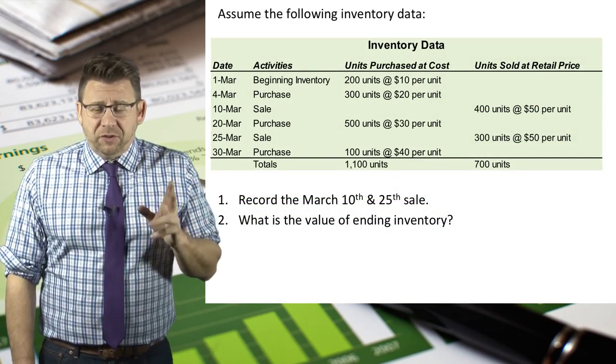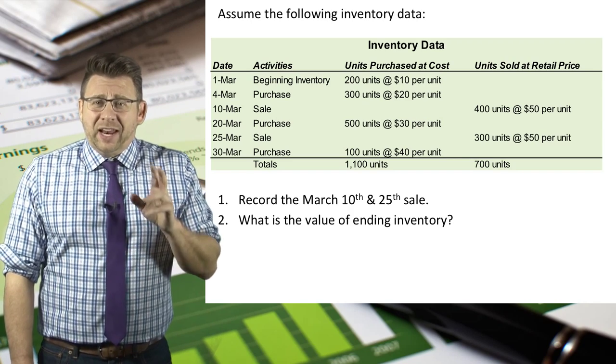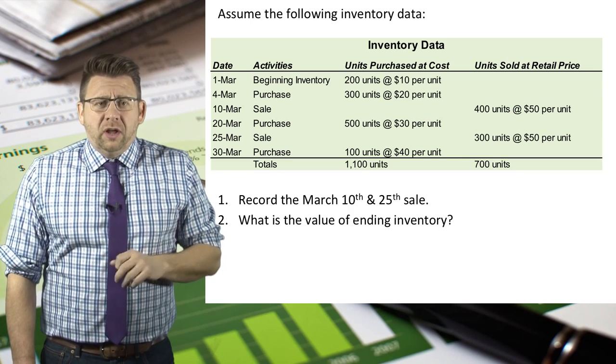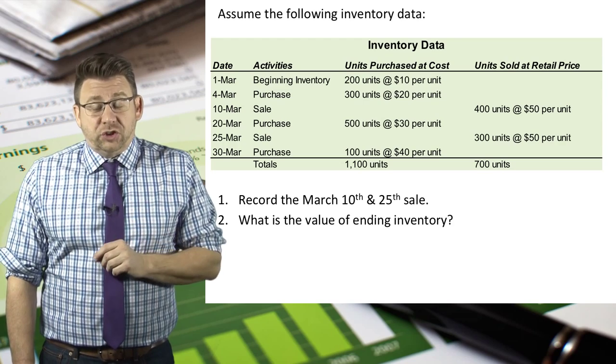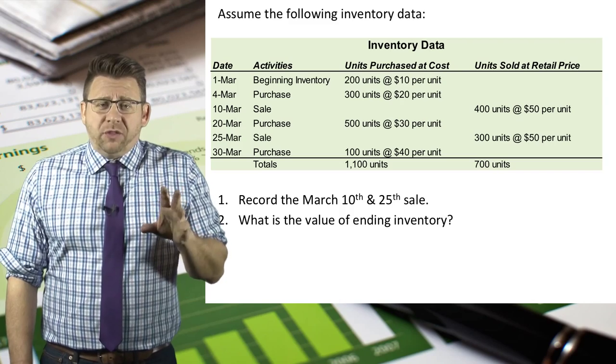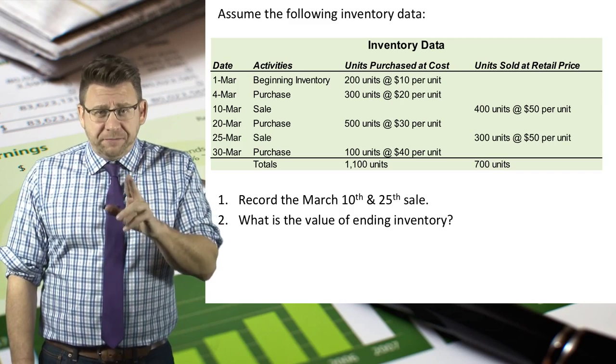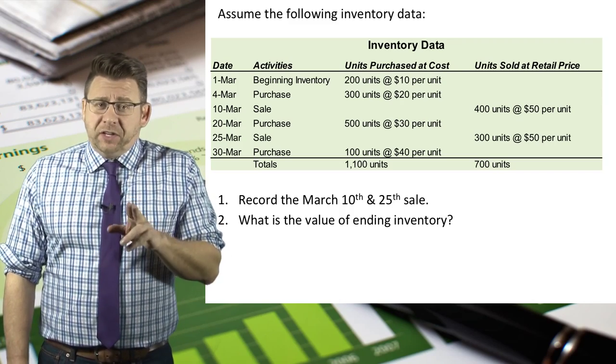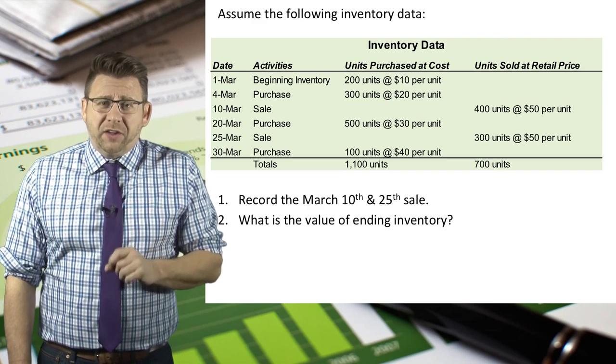Let's assume the following inventory data. March 1st, beginning inventory is 200 units at a cost of $10 each. March 4th, we purchased an additional 300 units at $20 each. March 10th, we sold 400 units at $50 each. Now, the $50 is the retail price, not the cost.